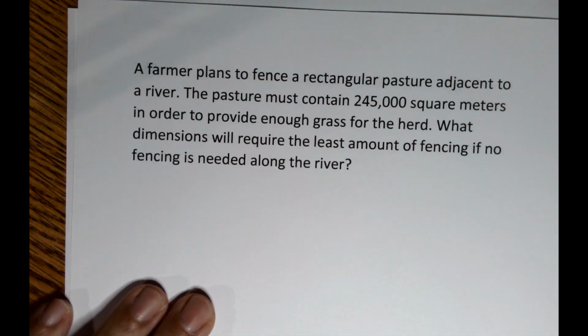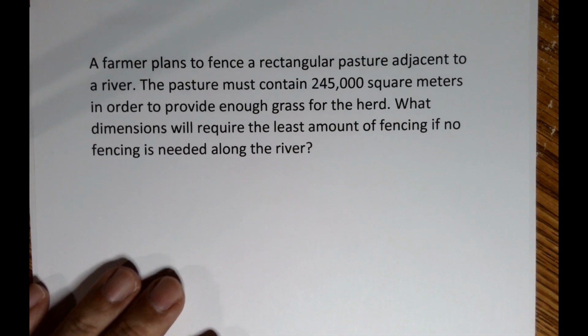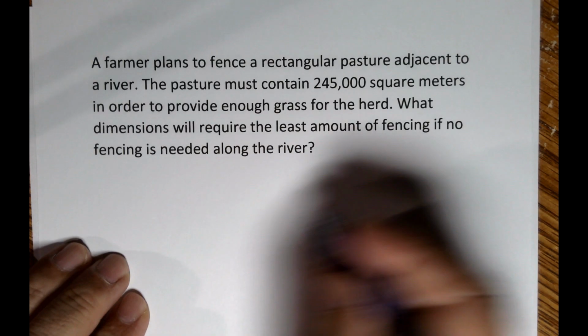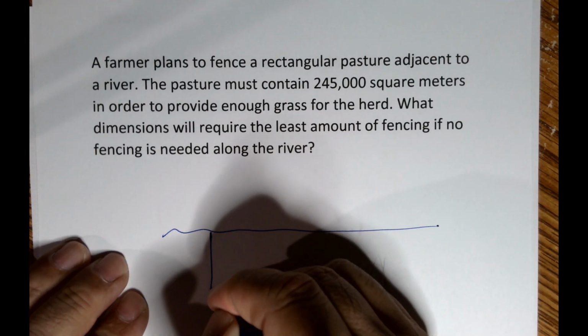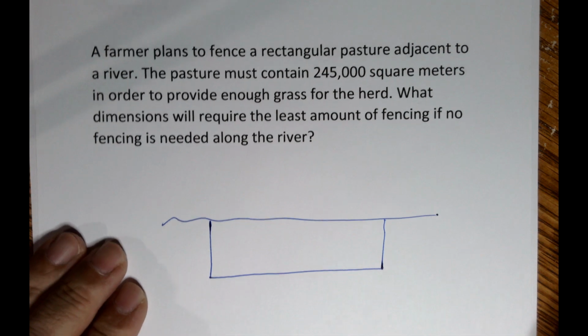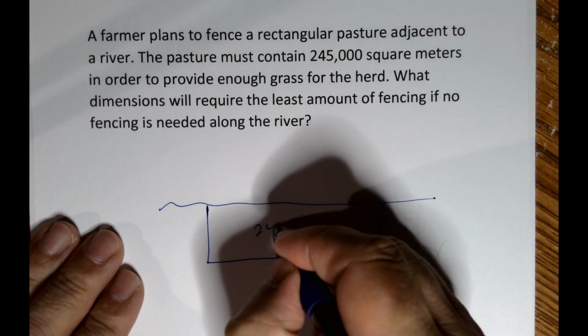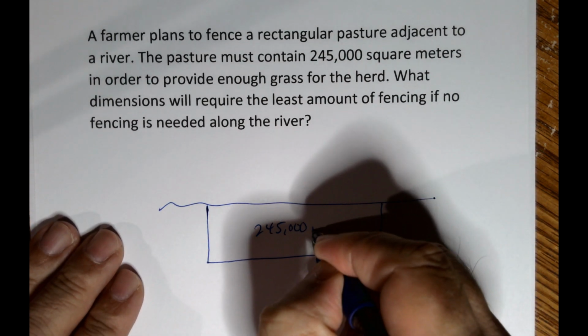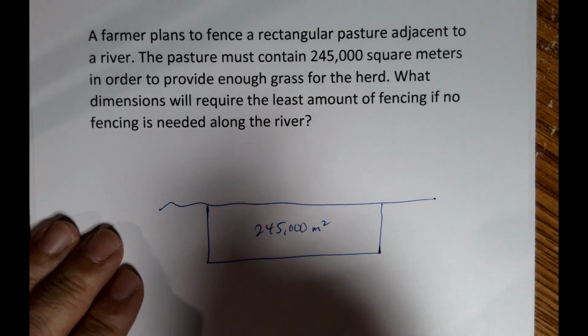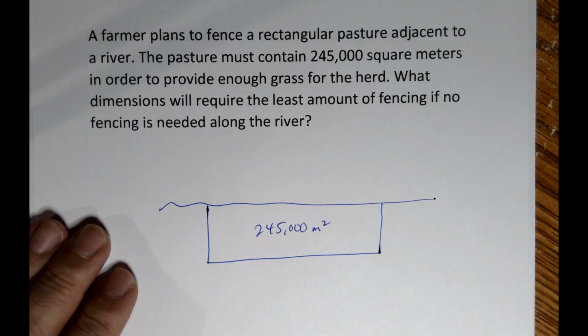All right, a farmer plans to fence a rectangular pasture adjacent to a river. So here's a river. Here's a rectangular pasture. The pasture must contain 245,000 square meters in order to provide enough grass for the herd. What dimensions will require the least amount of fencing if no fencing is needed along the river?